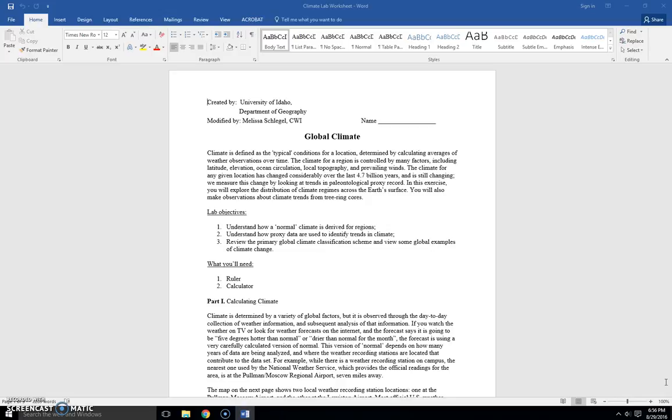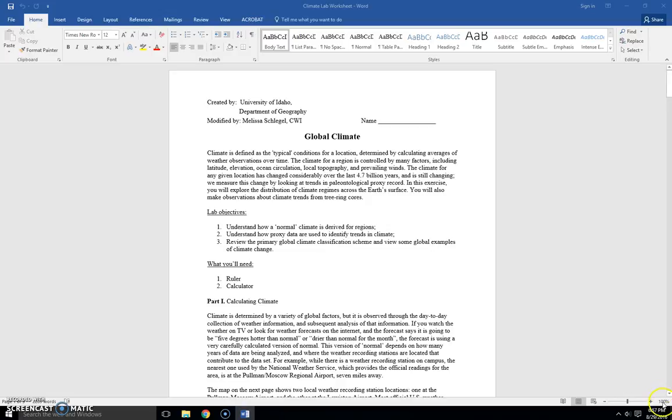topography, and prevailing winds. The climate for any given location has changed considerably over the last 4.7 billion years, and it is still changing. We measure this change by looking at trends in the paleontological proxy record, or the paleo proxy record. In this exercise, you will explore the distribution of climate regimes across the Earth's surface. You will also make observations about climate trends from tree ring cores.